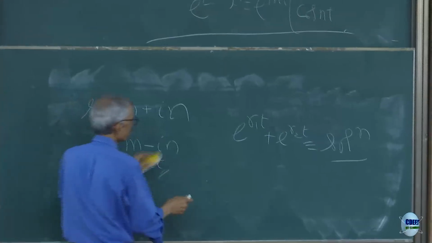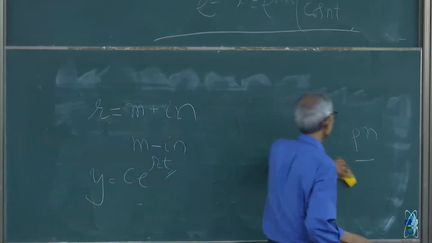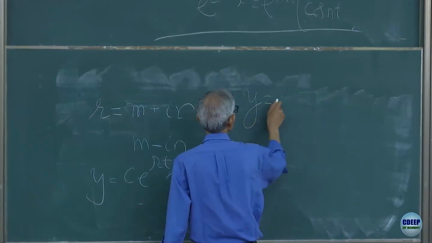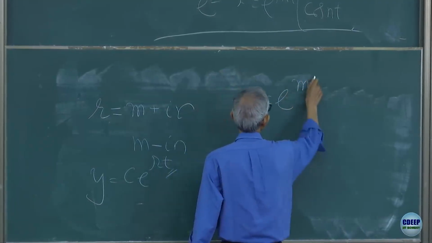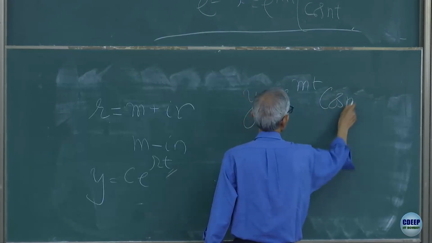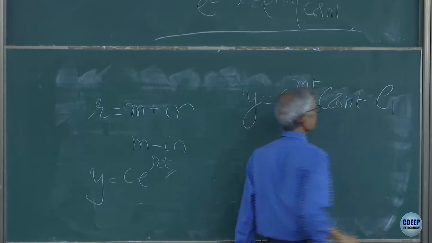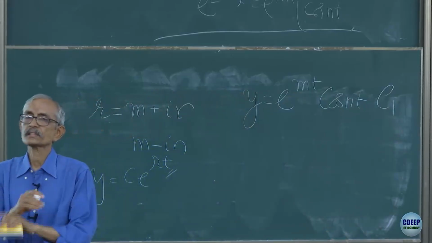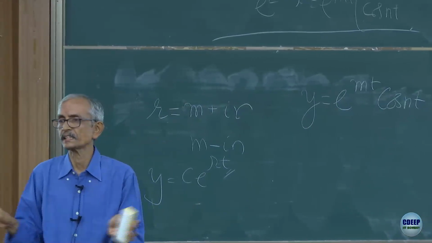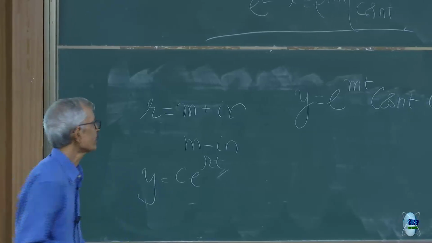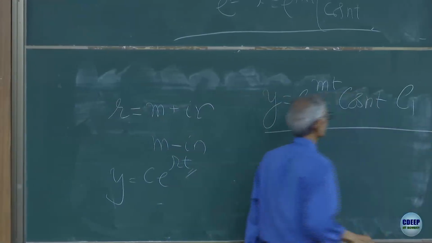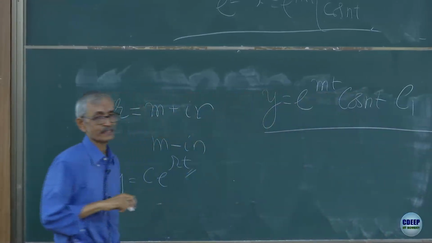So when we add up these two, we get y equal to e to the power of mt cos nt times, let us say, some c1. That's one of my solutions. Now I have successfully eliminated that i in there. So how to eliminate the other one? What would be my second solution therefore?